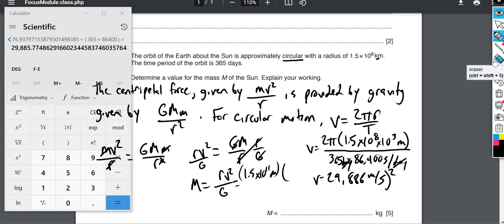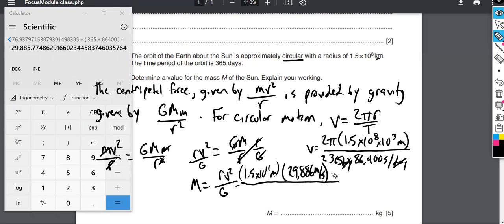Let me clean this up a bit. (29,886 meters per second) squared. Don't forget to square that velocity. As I was grading some of your papers, we had dropped the square there, and we just had the velocity, but we didn't square it. So this v is squared, right, in the numerator there. And then G is 6.67 by 10 to the negative 11.